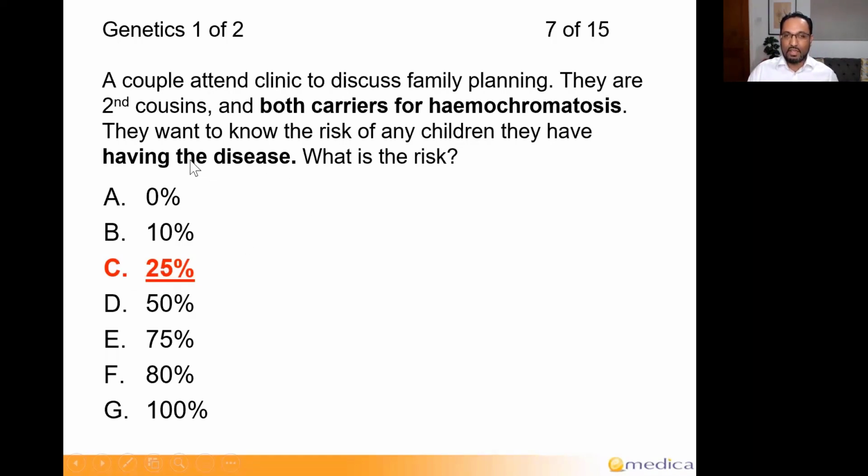Can you see? And the key thing is that it's of having the disease. Sometimes people get this wrong because they just think, oh yeah, they're both carriers. So, you know, there's a 50-50 chance that the child will become a carrier. That's not what the question was asking. It's a good example where someone could have good knowledge, just miss this bit, having the disease, not becoming a carrier, and lose a mark because of exam technique.